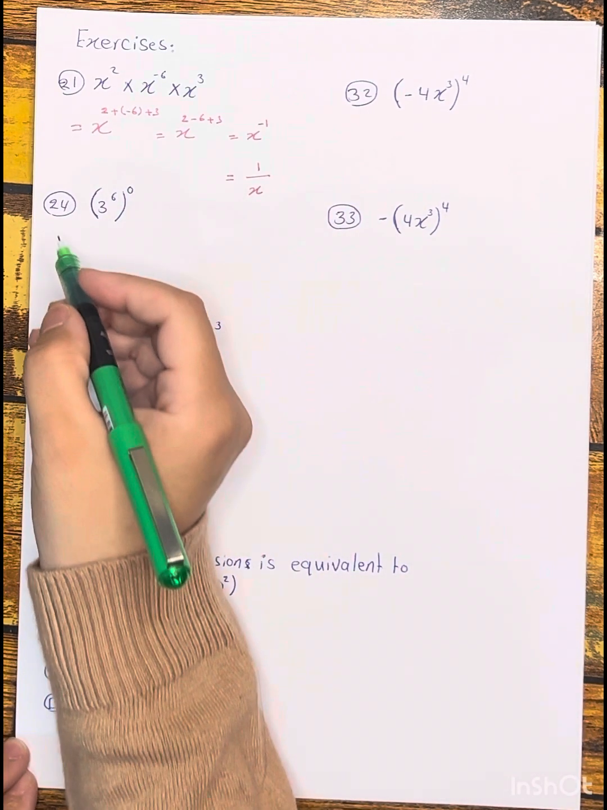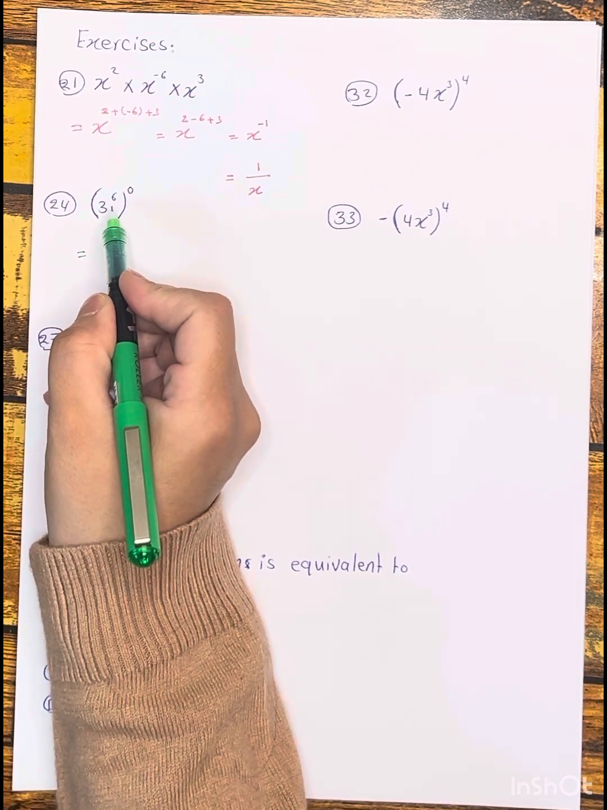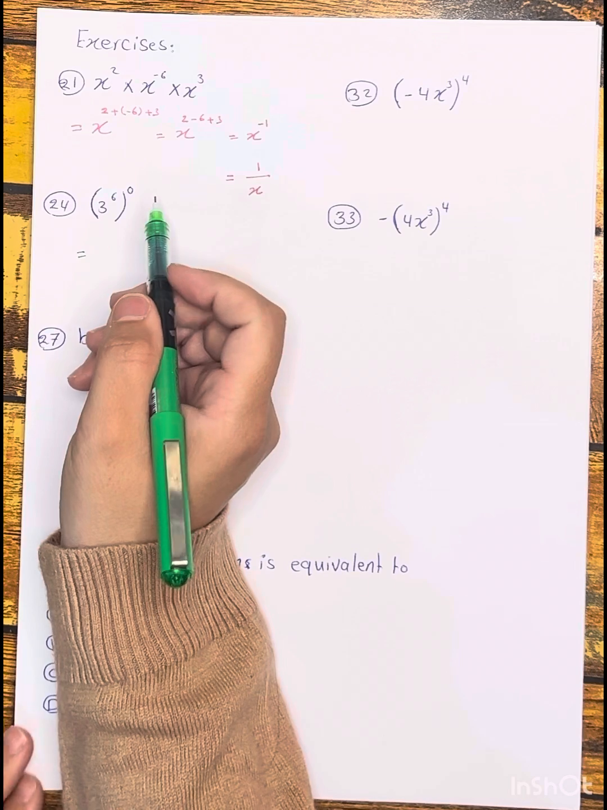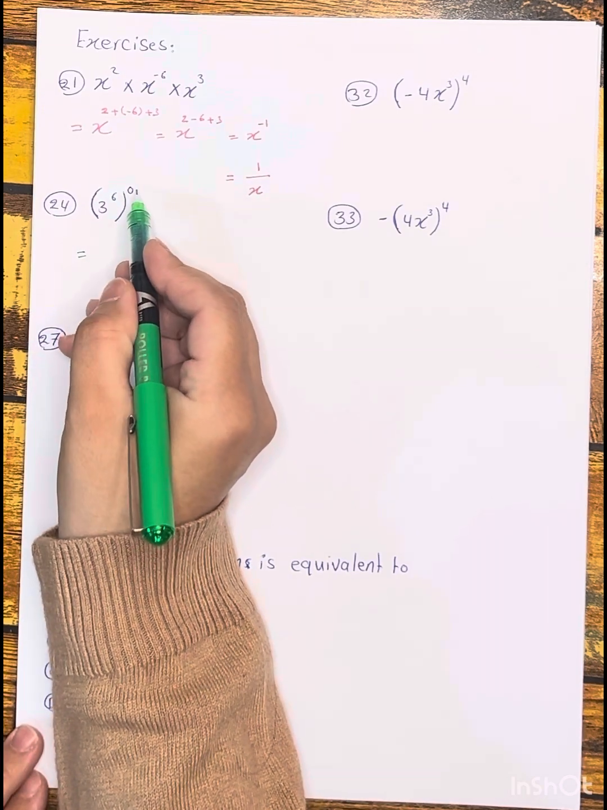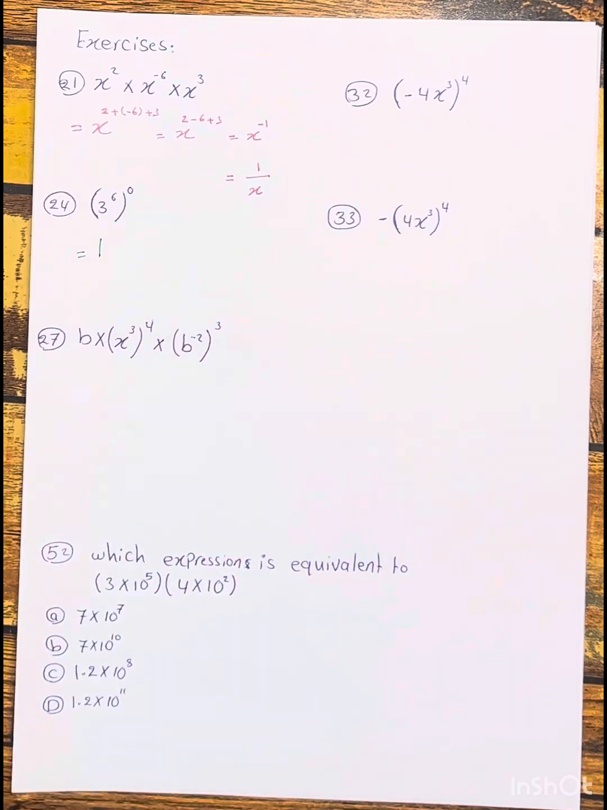Question 24. We have 3 power of x power of 6 raised to the 0. Because the power is 0, I will just write 1, okay?